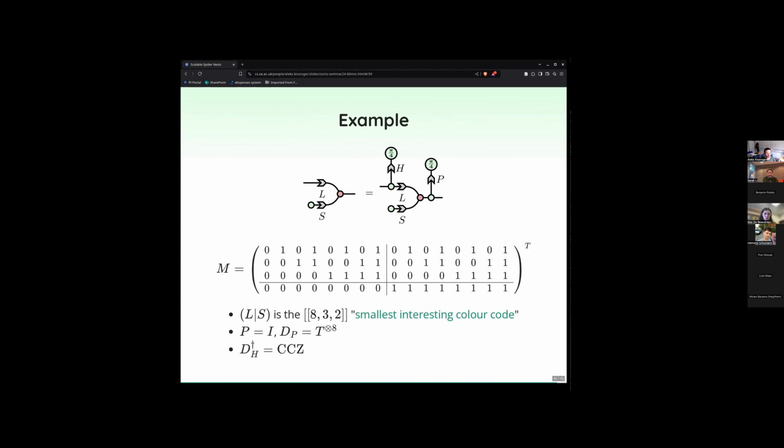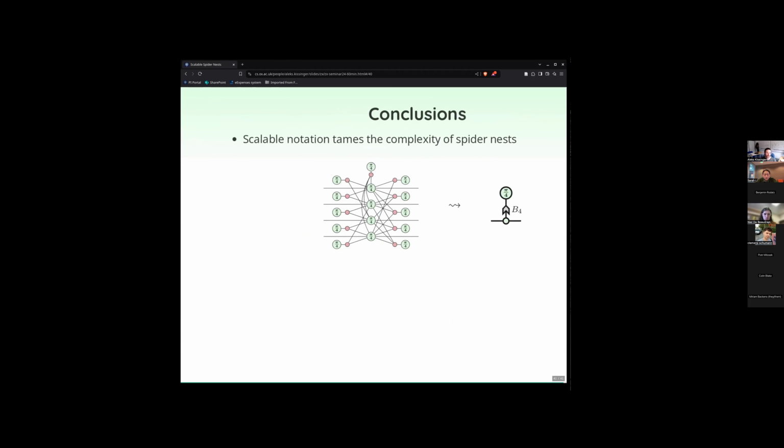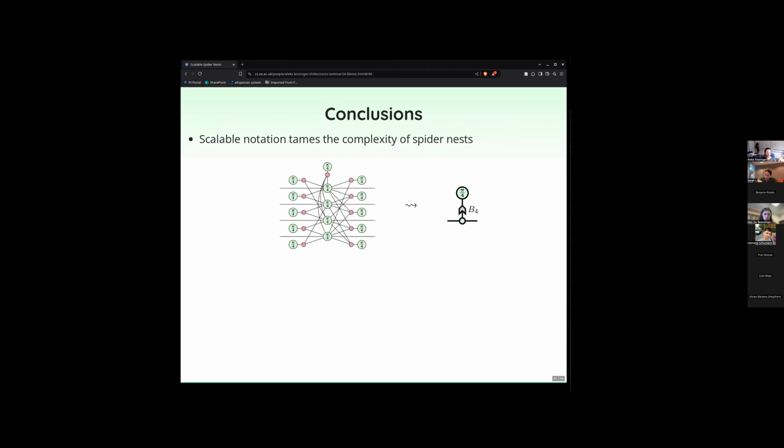Okay, so that might be a good place to stop in case people have questions, but no, let me just conclude and then I can see if people have some more questions. So scalable notation, I would say it tames the complexity of spider nests. So these spider nests can be these big, nasty looking graphical equations. But in fact, the right way to think about these equations is in terms of triorthogonal matrices. And the scalable notation lets me just put a triorthogonal matrix in my diagram. Scalable diagrams represent the Clifford and the non-Clifford parts together, allowing these different structures to interact.